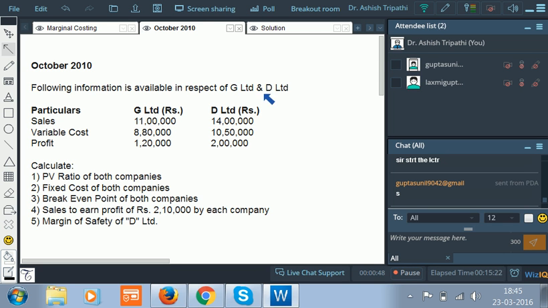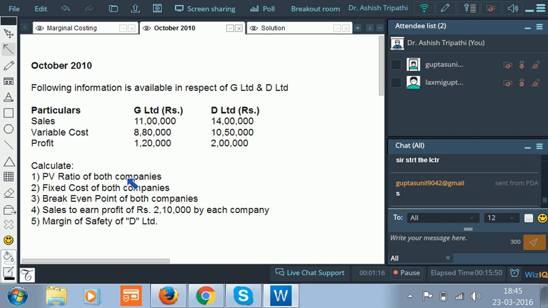Now in this question we have two companies. One is G Limited, the other one is D Limited. Particulars: G Limited, D Limited. Sales of G Limited 11 lakh, sales of D Limited 14 lakhs. Variable cost of G Limited 8 lakh 80,000, D Limited 10 lakh 50,000. Profit: G Limited 1 lakh 20,000, D Limited 2 lakhs.